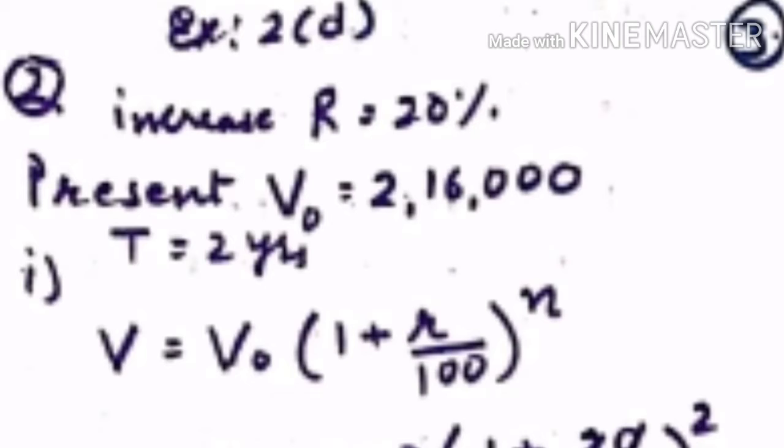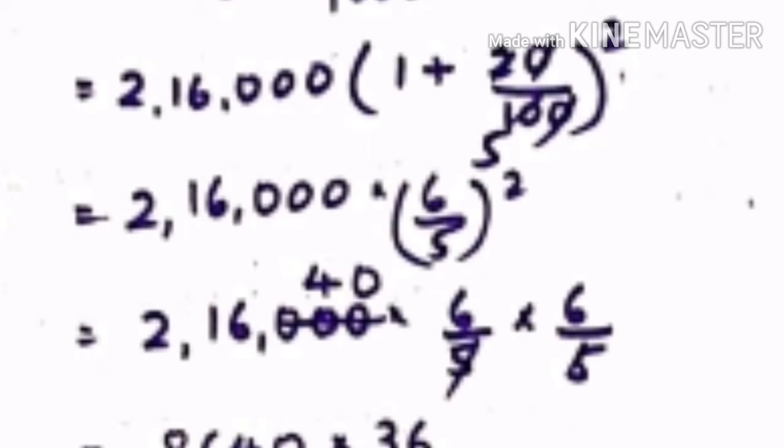Now I place my formula here, that is V is equal to V0 (1 plus R upon 100) power n. Now V0 means our present value, that we will place here as 2,16,000. So 1 plus 20 upon 100, that is our rate, power 2, after 2 years. Now cancellation, 0 0 cut and then 2 5s are 10. So now taking LCM in the bracket, I get 5 plus 1, 6 by 5 whole square. So 2,16,000 into 6 by 5 into 6 by 5.